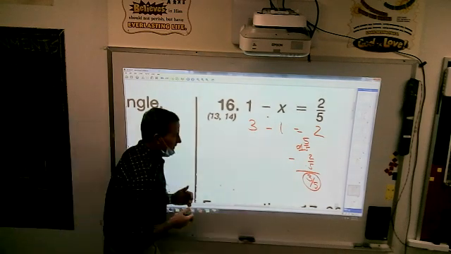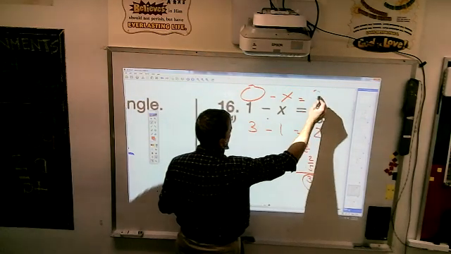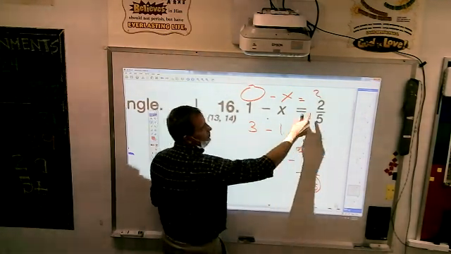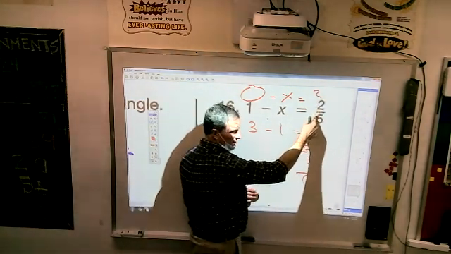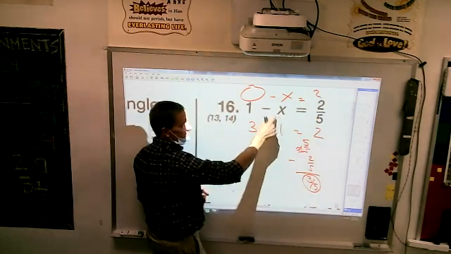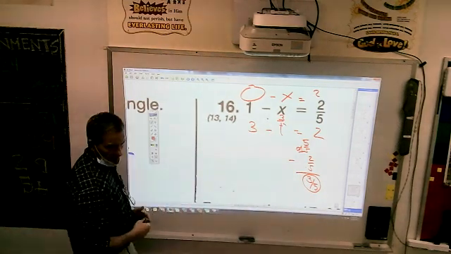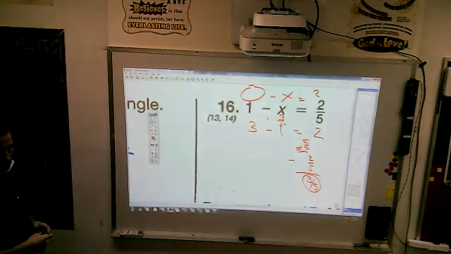Or think about it in terms of pizza. You had a whole pizza. Somebody ate something and you had 2/5 of it left. You had 2 out of the 5 pieces of the pizza left. How many pieces did somebody have to eat? 3 of them. 3 of the 5 pieces were eaten. Is it better with pizza? Does food make more sense?